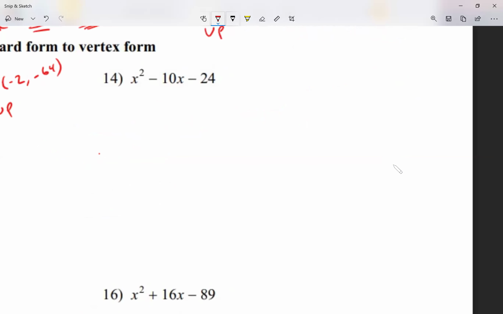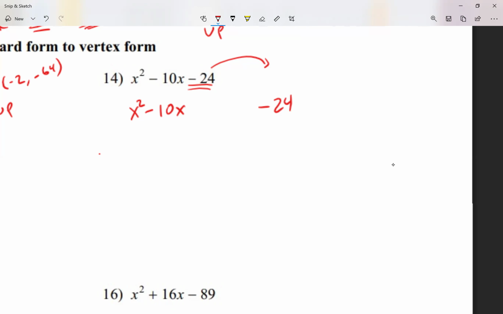Let's take a look. Remember, I gotta move my minus 24. I want to move it to the right. So let me open some space here. So I have x squared minus 10x. Let me leave some space. Minus 24. My leading coefficient is 1, so that's good.